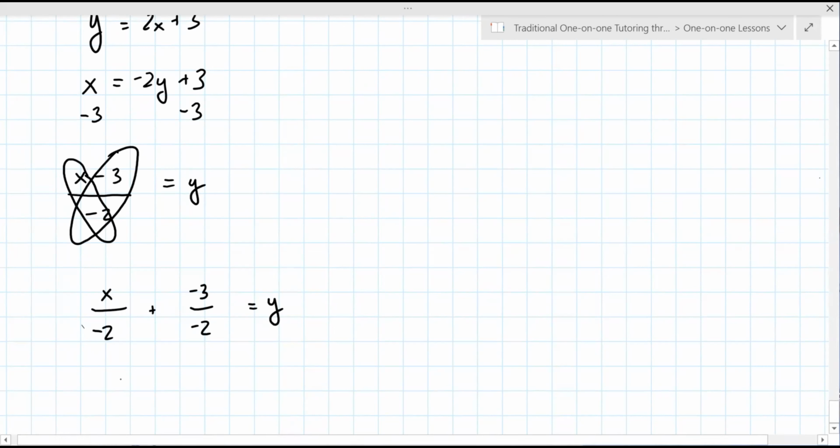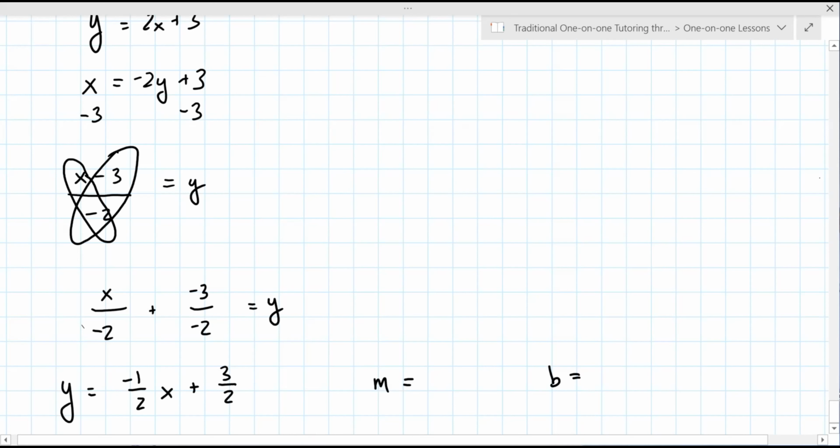Yeah, I know that. So this is -1/2 x. And then when you have a negative divided by a negative, what does that become? Positive. So this is 3/2. Okay, right. So what is the slope and what is the b value of this one?